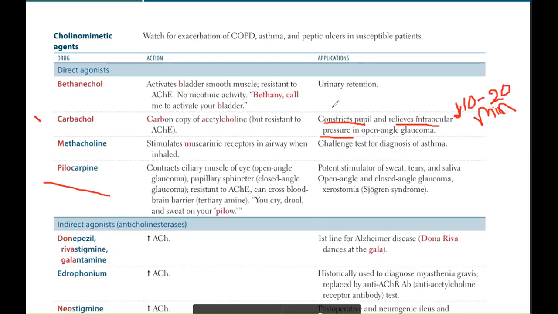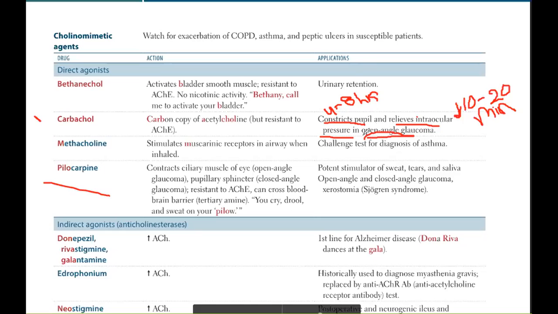In 10 to 20 minutes, you can relieve the intraocular pressure by this drug. And the pupil can remain constricted for about 4 to 8 hours. So this is an important action. So what is open angle glaucoma? Open angle glaucoma is when the trabecular meshwork is not blocked.